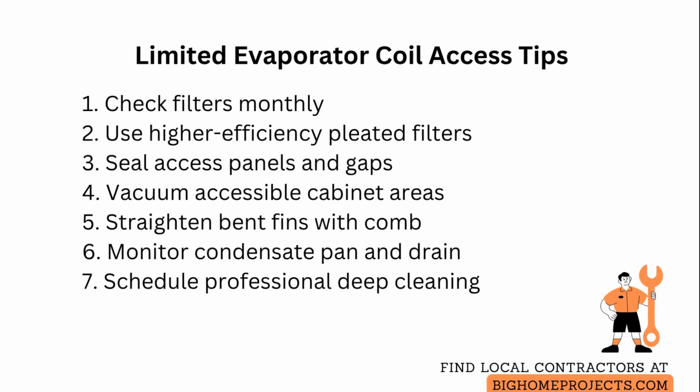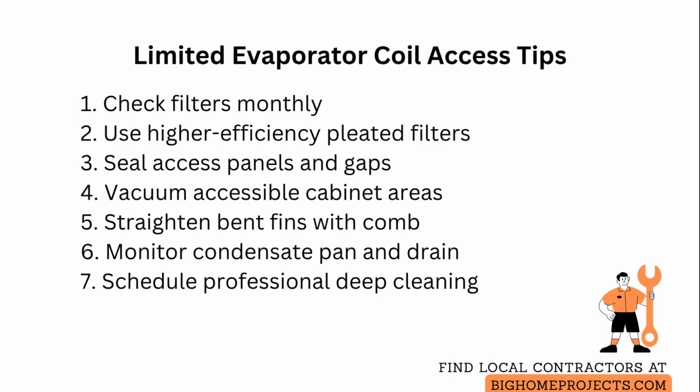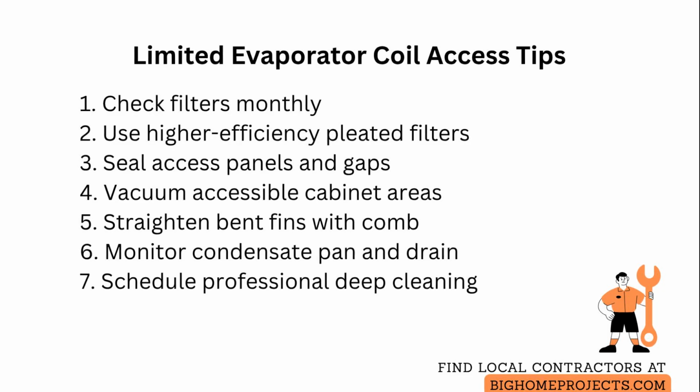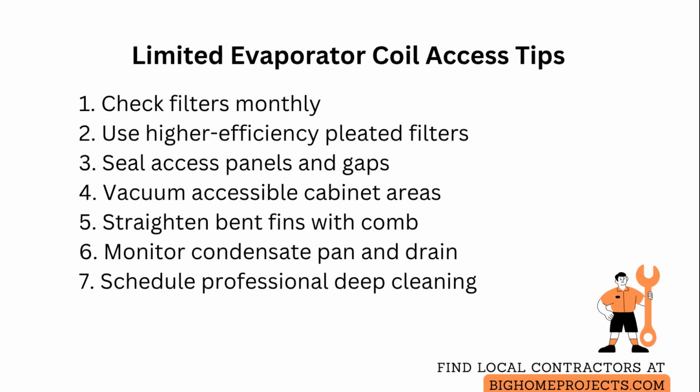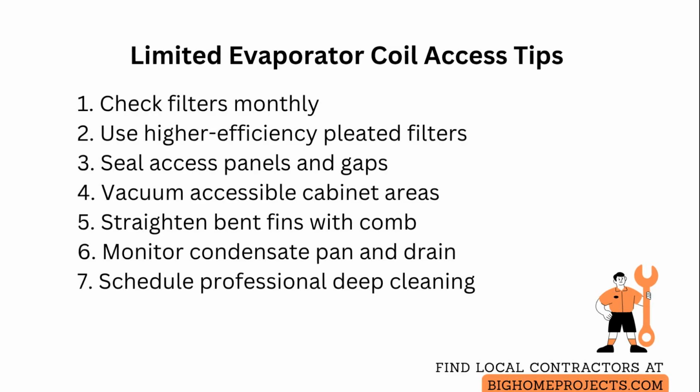Use the return grill and accessible cabinet areas for preventive vacuuming with a brush attachment and a shop vacuum set to low suction so you do not disturb wiring or components. Inspect and straighten any bent fins you can reach with a fin comb to preserve coil heat transfer without removing panels. Monitor condensate pan and drain lines for signs of clogging that indicate reduced coil performance, and clear lines with a stiff wire or biological drain treatment as appropriate.